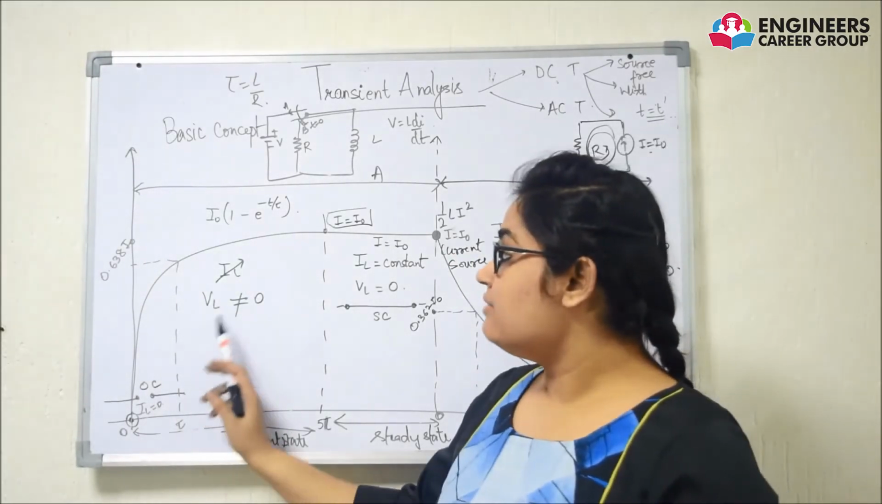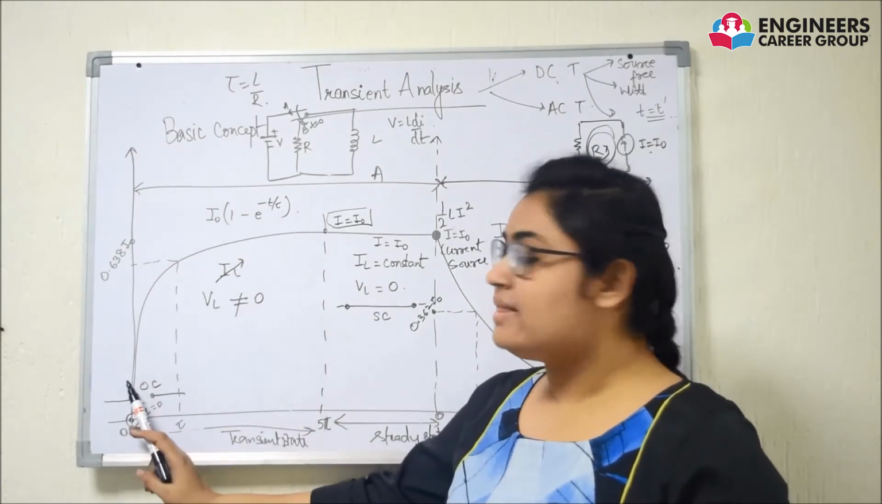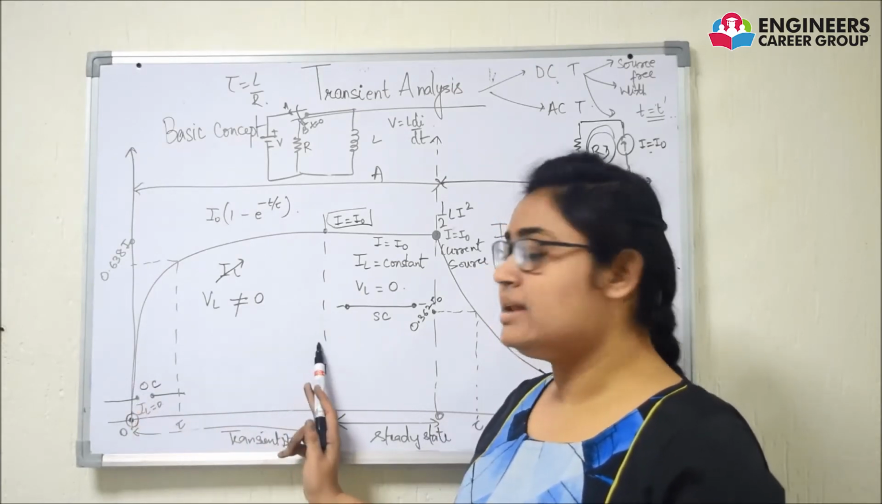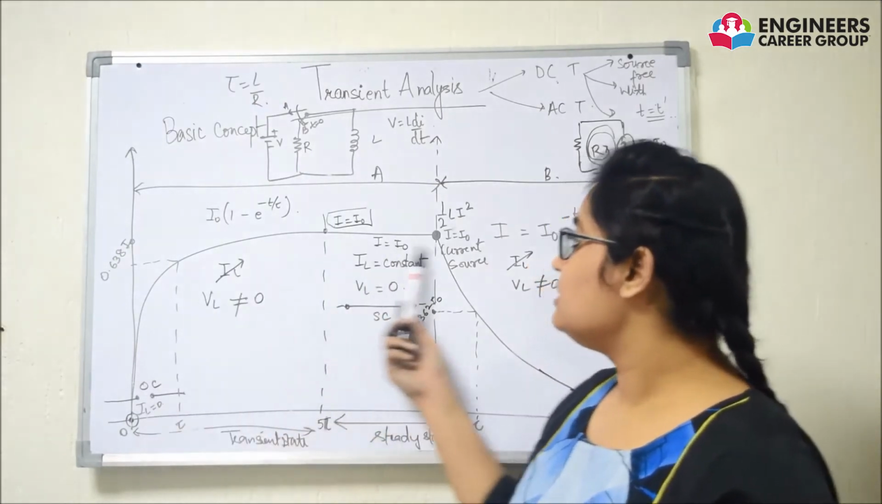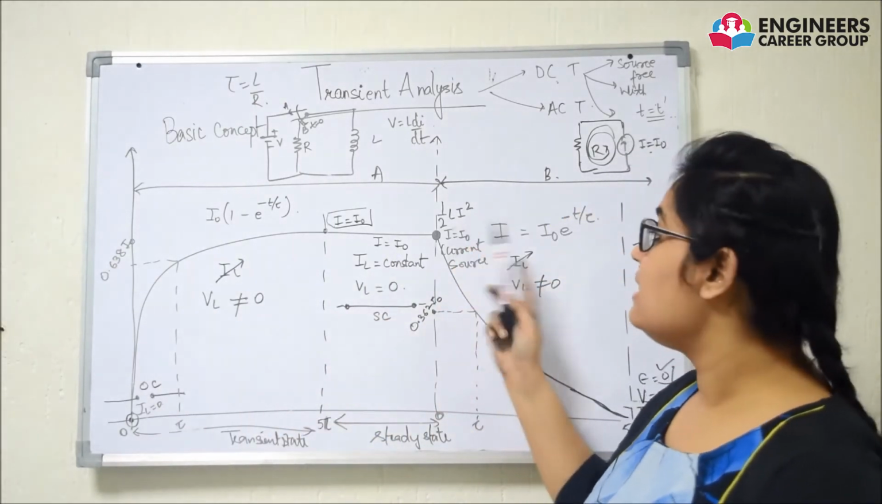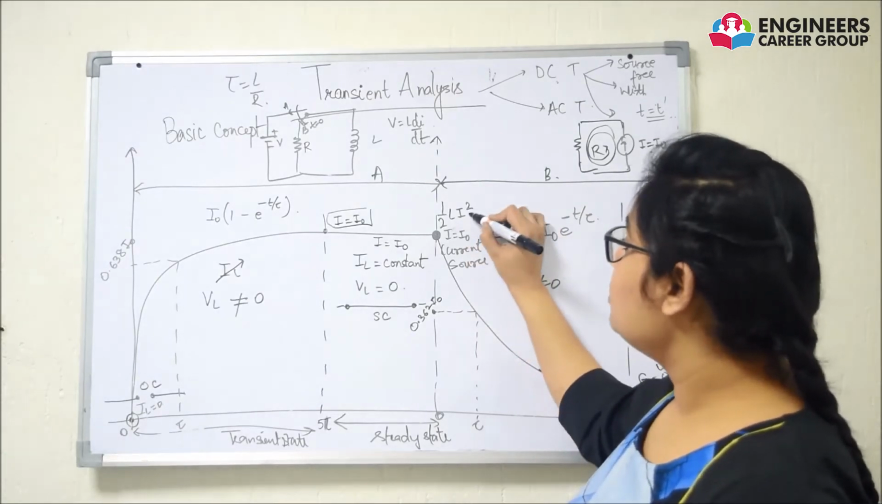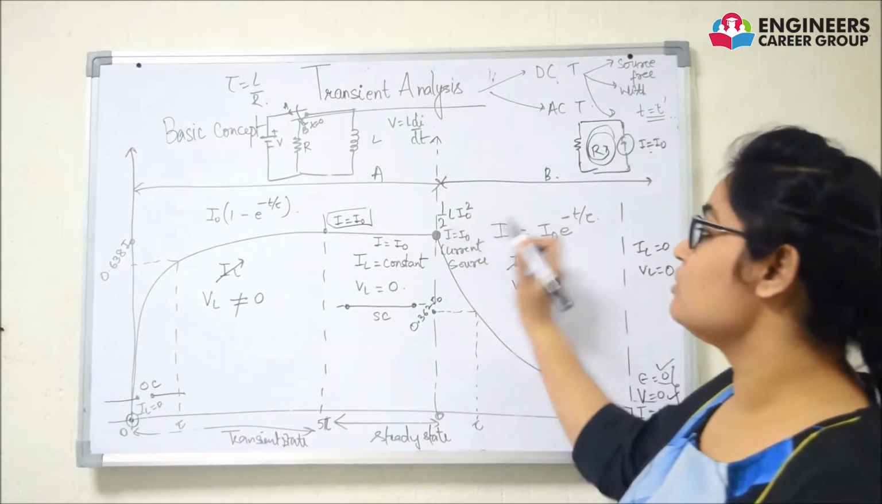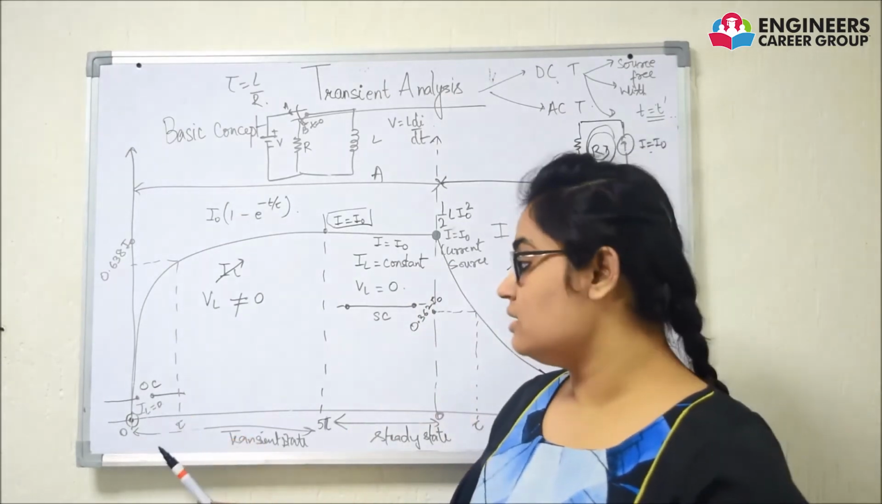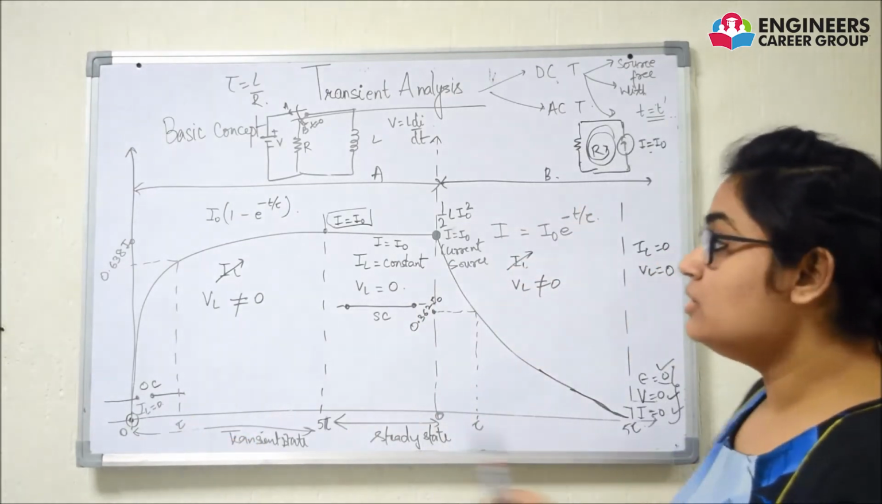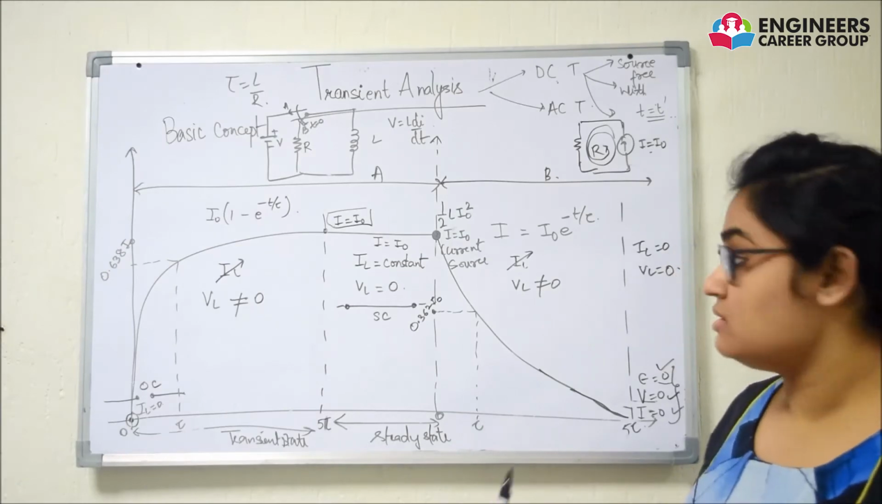Now the voltage is variable when the inductor is in transient state and it becomes 0 when it is in steady state. The maximum energy that the inductor will acquire is half L I square when I is equal to I naught, that is half L I naught whole square, where I naught is the maximum value of the current that will flow in the circuit. So this is all about charging and discharging of the inductor circuit.